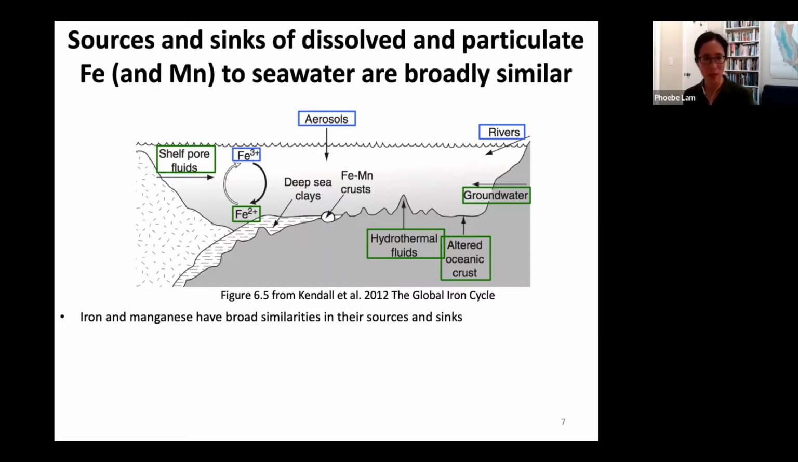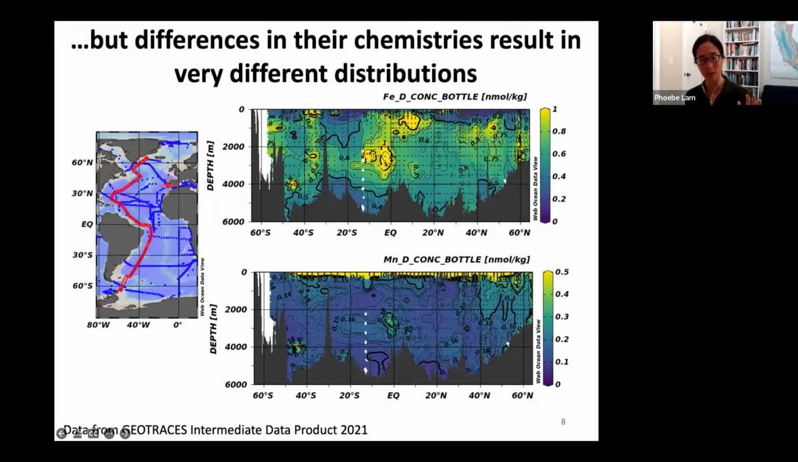But if you then look at how they're distributed, they're very different. So I'll just walk you through how you would read this. On the x-axis is latitude, so we're going from 60 north up here to 60 south down here. So we're doing this transect down the Atlantic. On the y-axis is depth. And so what we're doing is a slice down the Atlantic. The colors tell you the concentrations. And up here we have the concentrations of dissolved iron.